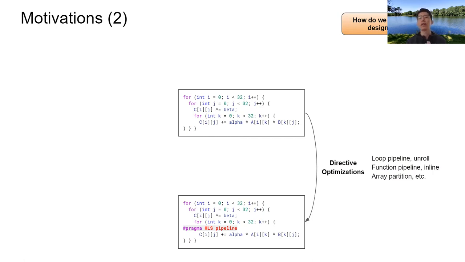And apart from the pipeline directive, we also have several other directives. For example, loop unrolling, and for functions, we have function pipelining, function inlining, and we can also partition arrays. If you aren't familiar with these directives, I will introduce them in a second. After we optimize the C program with the directives, we can pass it to the high-level synthesis tools, for example, Vivado HLS and Xilinx Vitis HLS, to generate the RTL code.